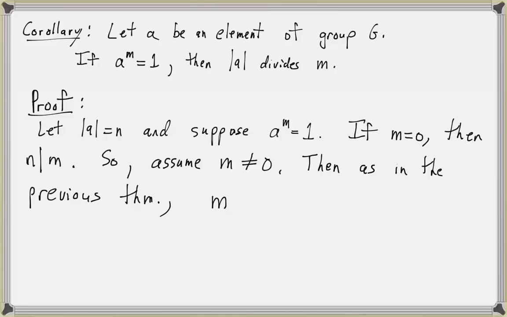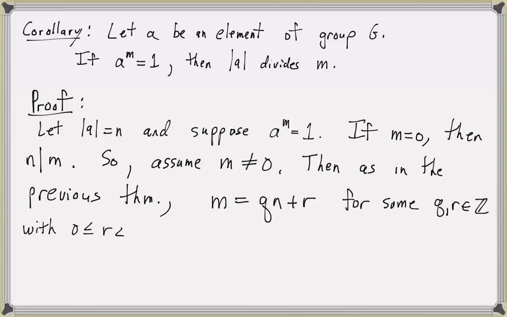we can write m as q times n plus r for some integers q and r, with r greater than or equal to 0 and strictly less than n. And we saw that a to the power m will just reduce down to a to the power r.